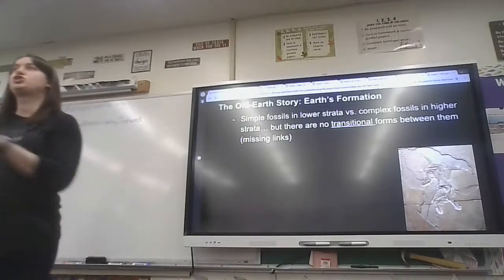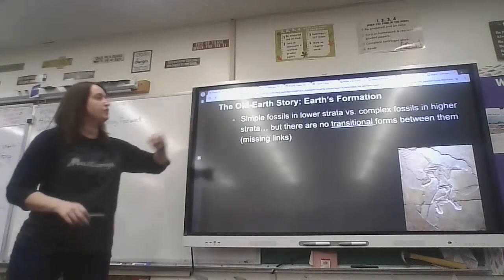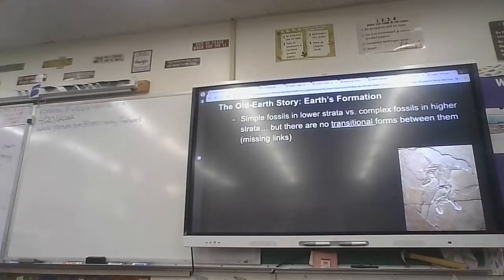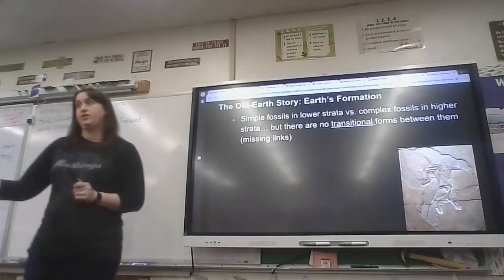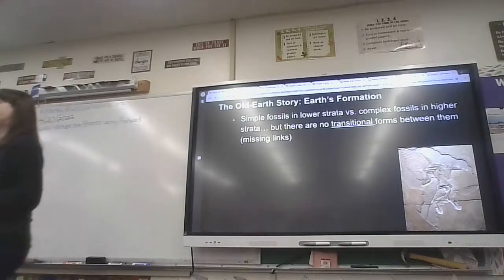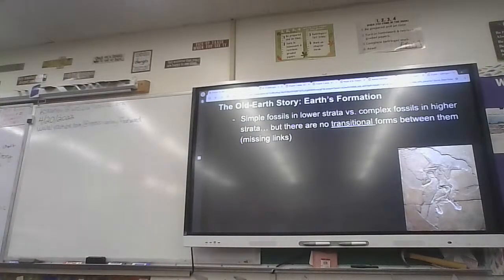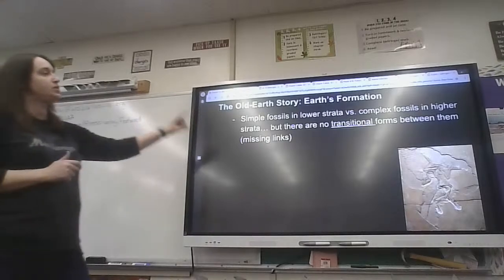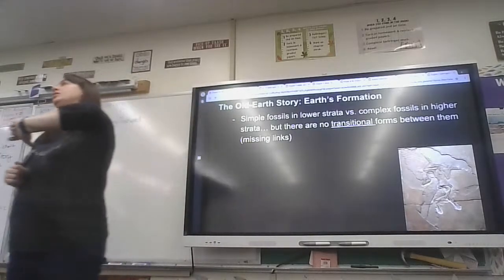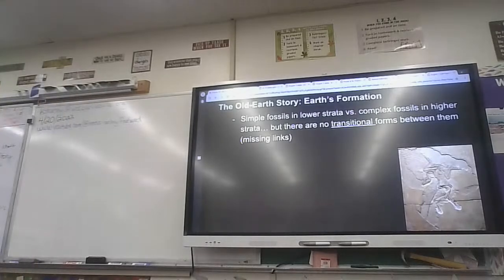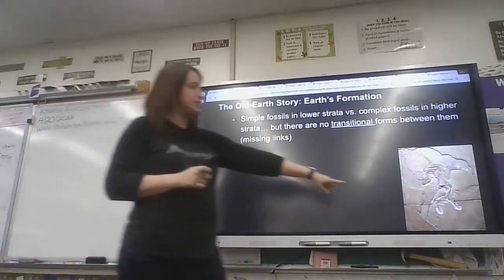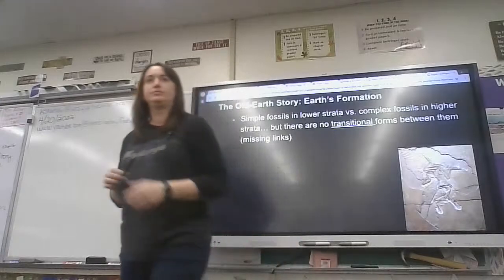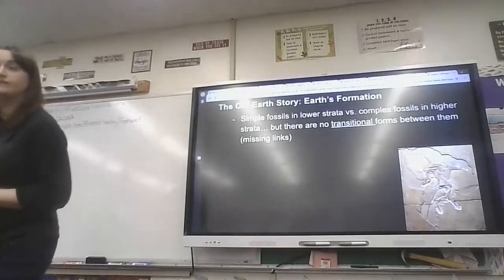That's real. So another issue is their idea that simple fossils in lower strata would have been laid millions of years before by the simple organisms, with the more complex ones in the higher strata, but we don't see transitional forms. We talked about this at great length last year. Do you remember what we said about the Archaeopteryx? They said it was turned into a bird.